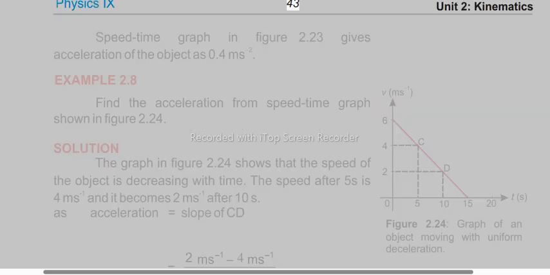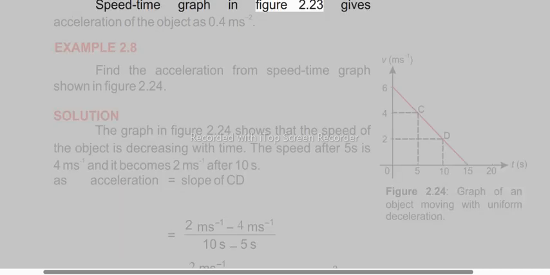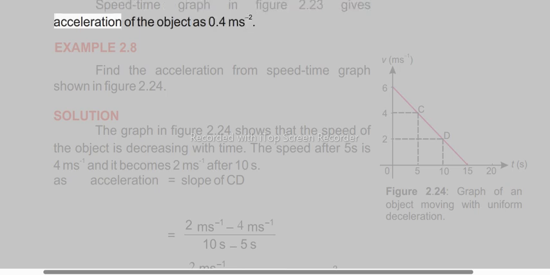Physics 943, Unit 2, Kinematics. Figure 2.24, graph of an object moving with uniform deceleration. Figure 2.25, speed-time graph of a car during 30 seconds. The speed-time graph in figure 2.23 gives the acceleration of the object as 0.4 m/s².